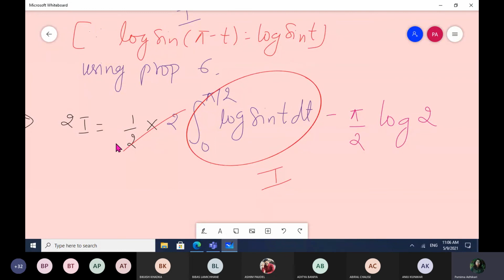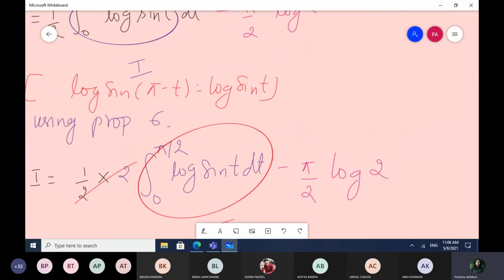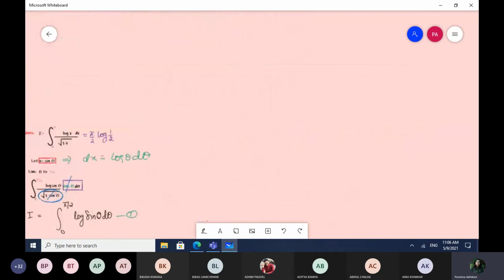So have you got your result? You see, 2I minus I will give you I equals minus pi by 2 log 2. Have you got your result? Desired result?